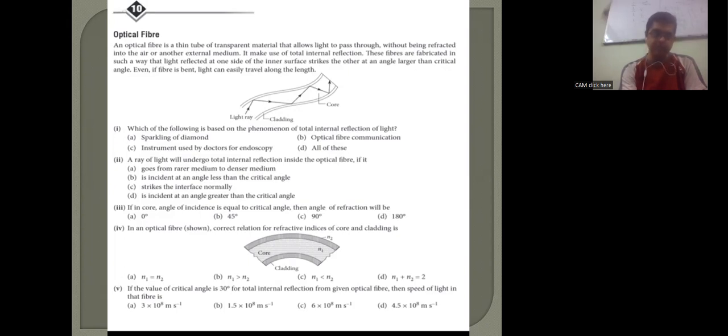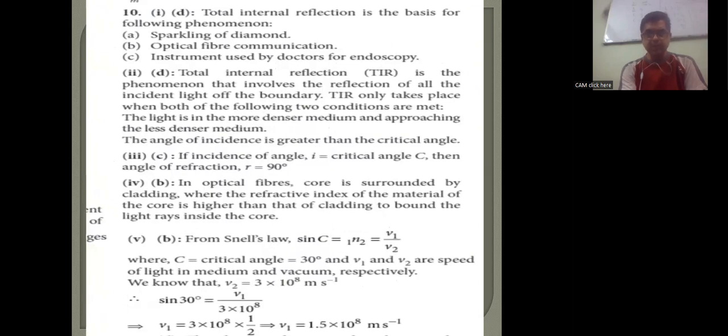Now come to first one. Which of the following is based on the phenomenon of total internal reflection? Sparkling of diamond, optical fiber, instrument used by a doctor for endoscopy, all of these. Student, all of these ये सभी यूज करते हैं टोटल इंटरनल रिफ्लेक्शन के फिनोमिना को. Now come to second question.